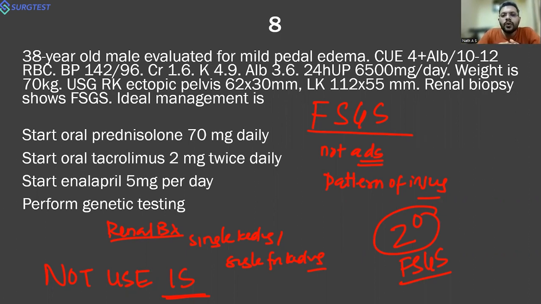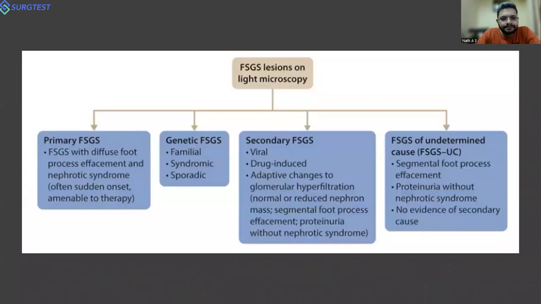Because there is no role for immune dysfunction here, we are not treating with immune suppression. So the correct answer to this question, without doubt, is enalapril. You do ACE inhibitors and ARBs, and then try to maintain his kidney for as long as possible, and then offer him renal replacement therapy when the creatinine rises to higher levels.